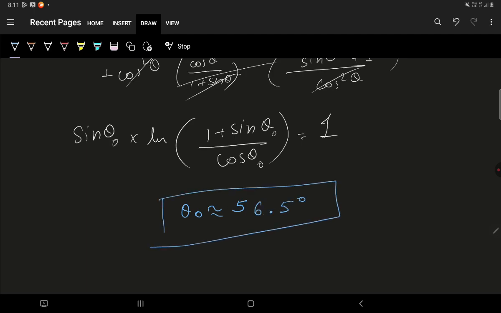This is some kind of a non-standard value. Unlike the maximizing the area question, this one is a little non-standard, right? Hope you got it. So that's it.